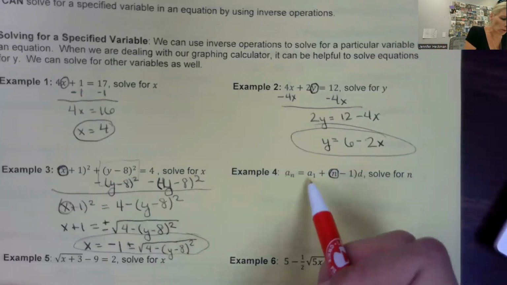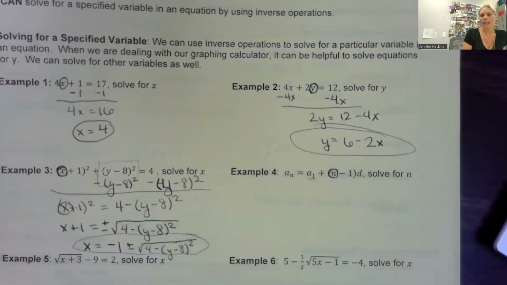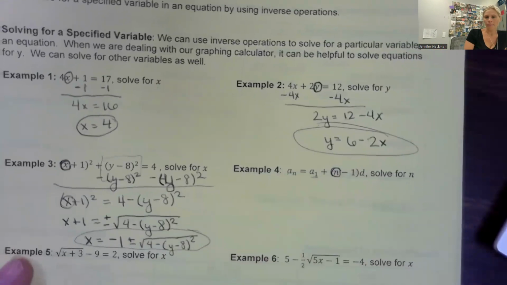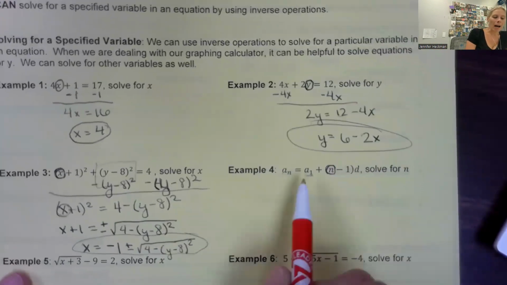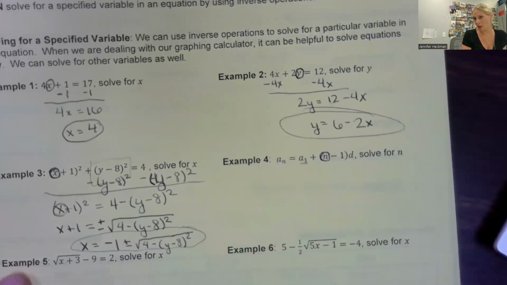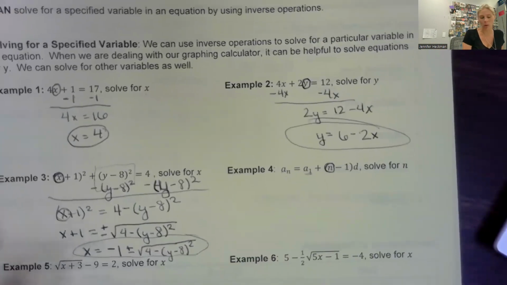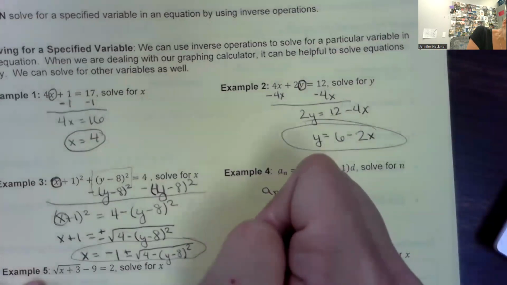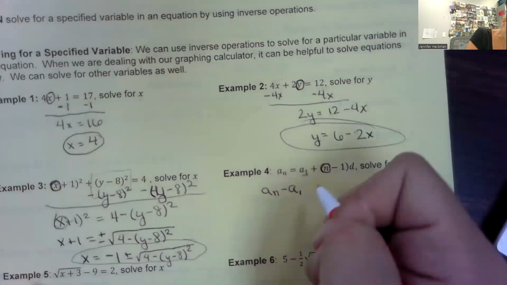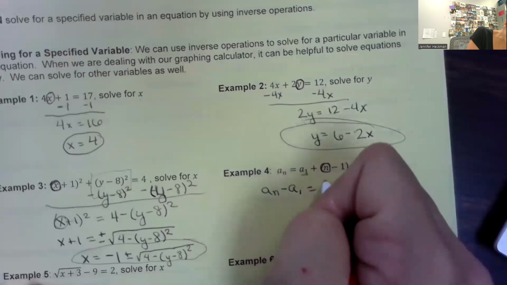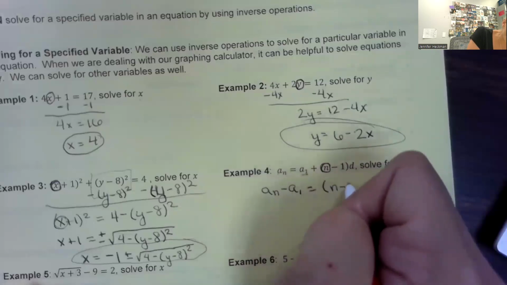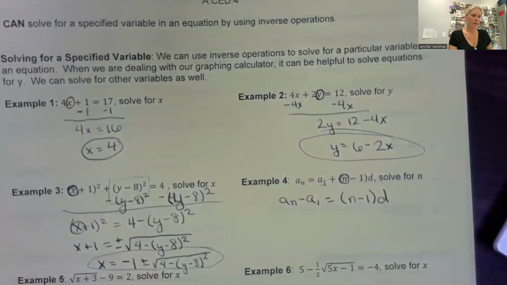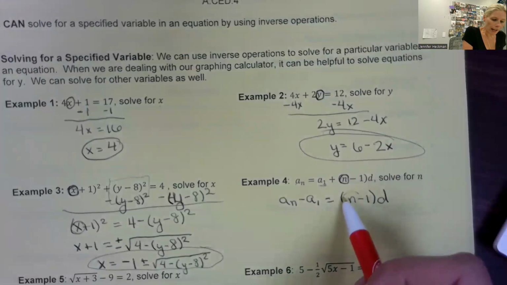So that's what I'm trying to get by itself. What's furthest away? Well, what's furthest away is that a subscript 1. That's further away than that d. So that's a positive a subscript 1. So how do you get rid of a positive a subscript 1? We subtract it. So we get a subscript n minus a subscript 1 equals, and here we have this n minus 1 times d.